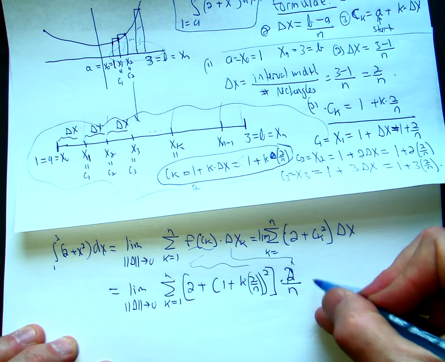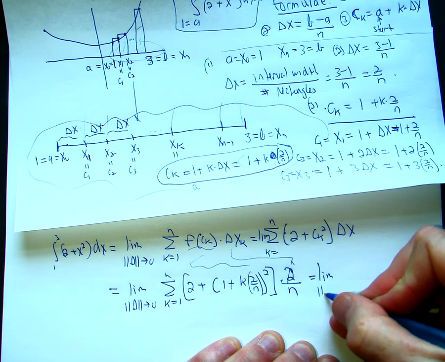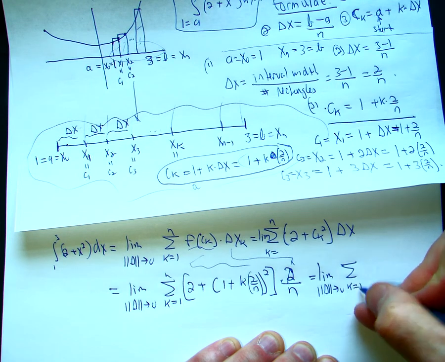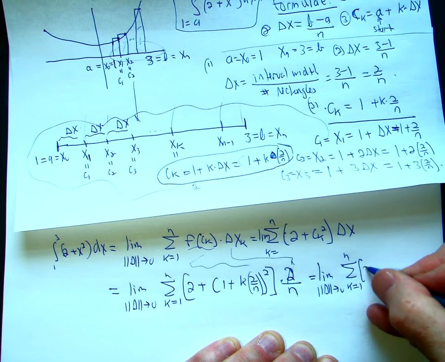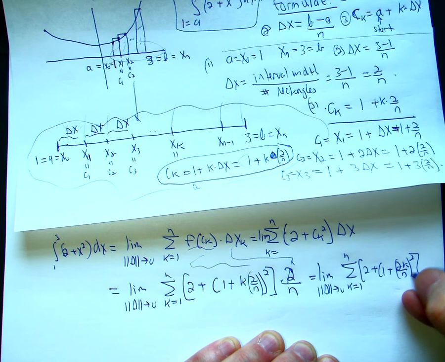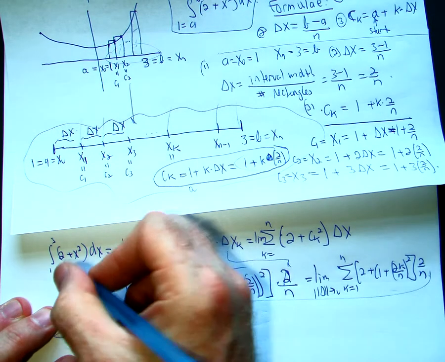And if I want to see what this equals, well, I'm going to rewrite this one more way, just because I can't help myself. It's going to be 2 plus 1 plus 2k over n, squared. That's the way it's usually written. And that's going to be equal to this thing right here.